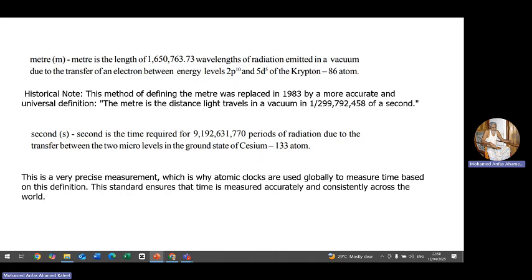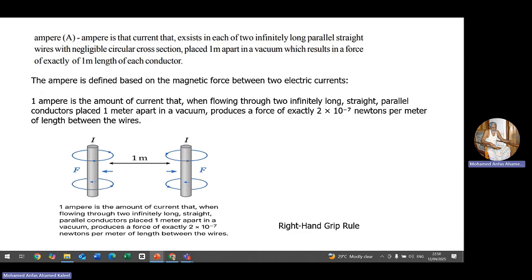Okay, so we saw the definition of meter and second. The third one is ampere. Ampere is the current that exists in each of two infinitely long parallel straight wires with negligible circular cross section, so it means that they are that thin. The thickness is negligible, placed 1 meter apart in a vacuum, which results in a force of exactly 2 into 10 to the power minus 7 newtons per 1 meter length of each conductor.